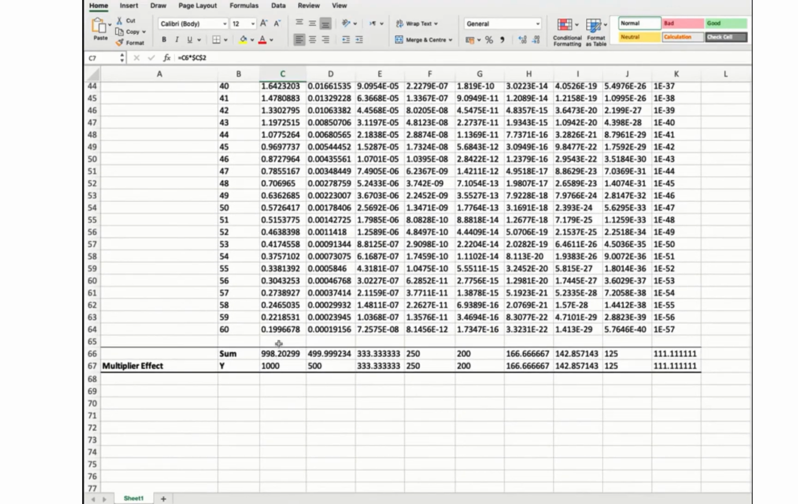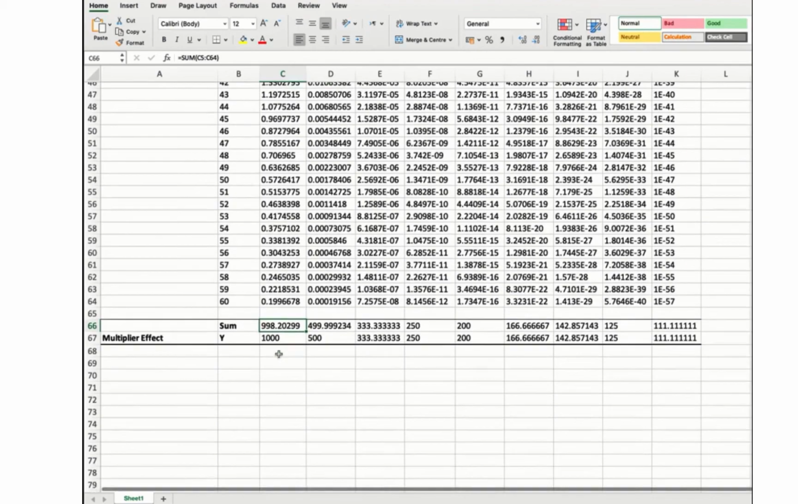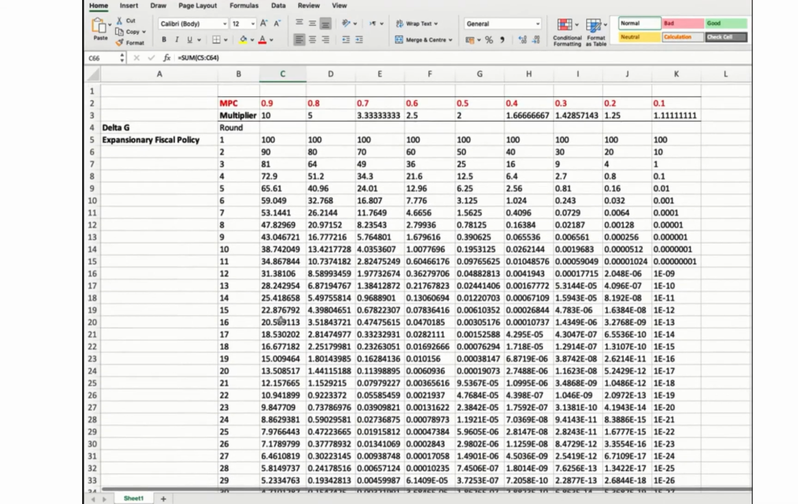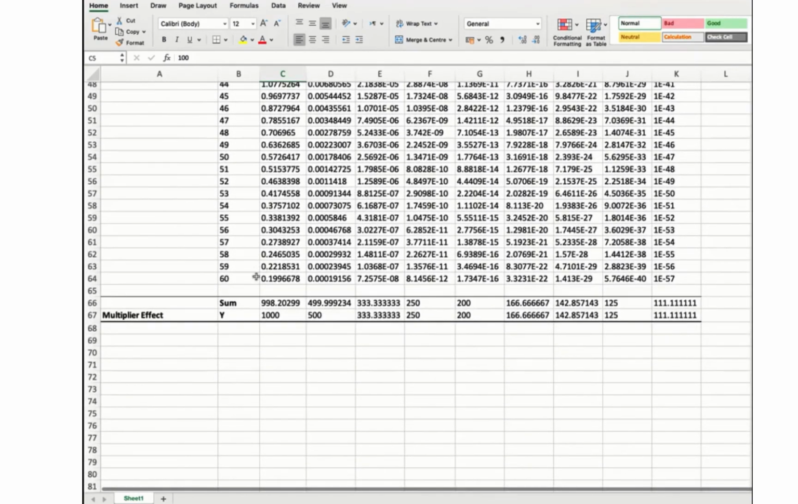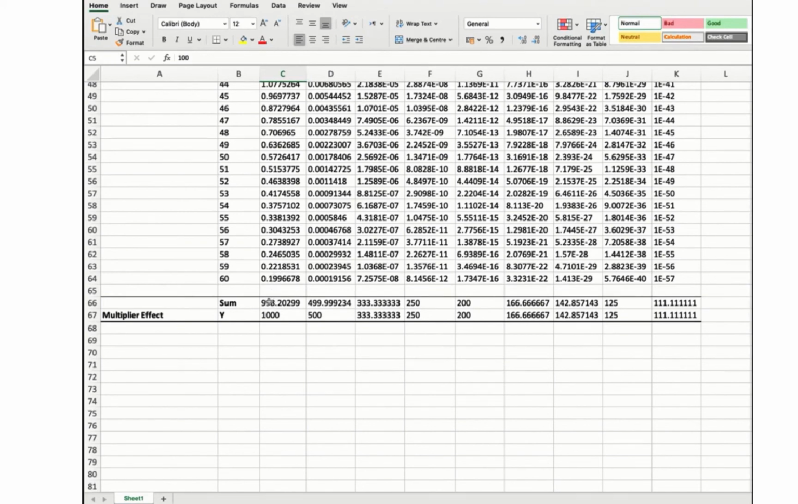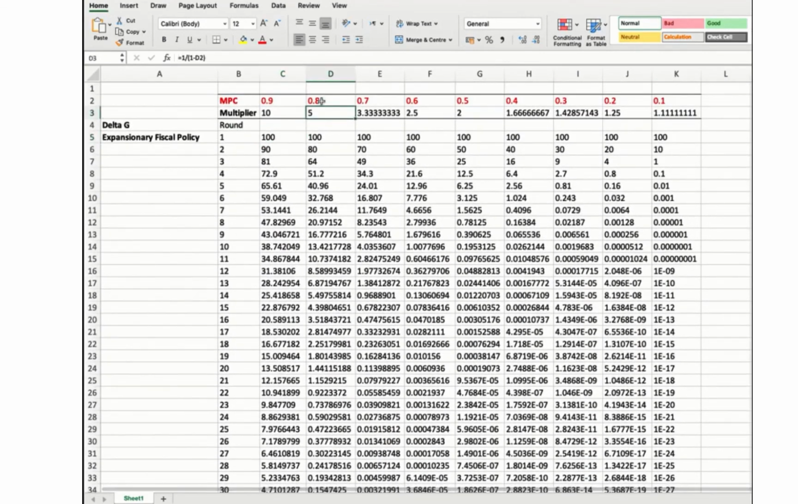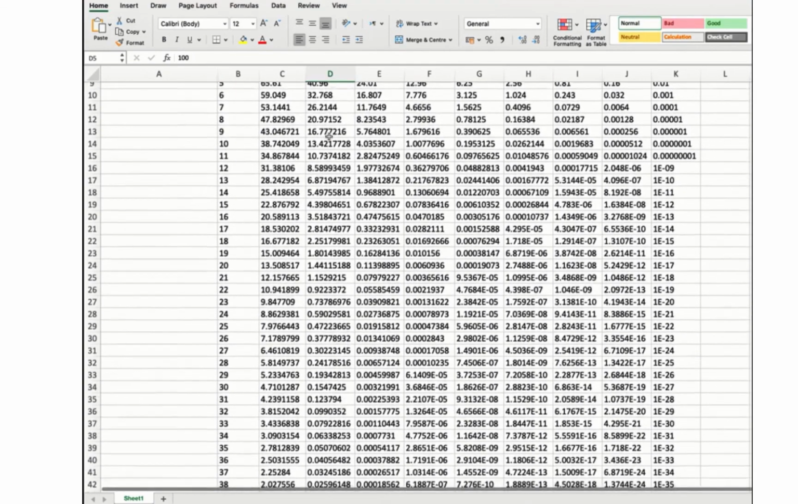As you see here, this is the sum of these rounds. It's nearly 1,000 pounds, which you could get by just multiplying 10, which is the multiplier, times the initial amount, 100, rather than calculating all these rounds until the effect reaches 0. There's still some impact here, but if you carry on, this was nearly 1,000. Here it was like 500, because the marginal propensity to consume was 0.8, which makes the multiplier 5. So the initial increase of 100 times 5 gives us 500.